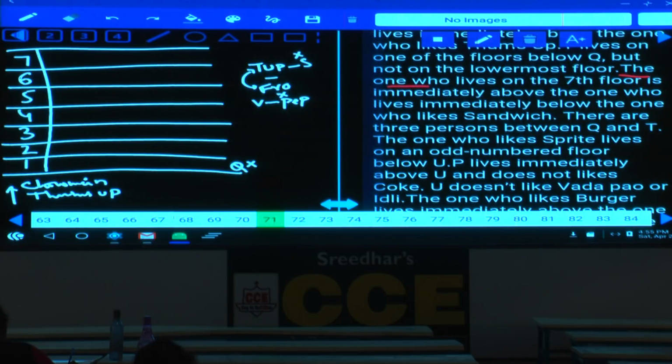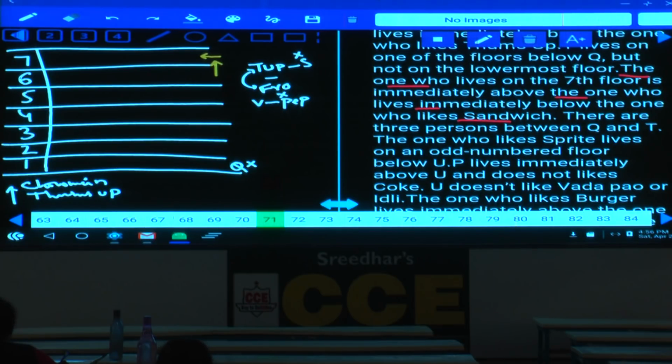Now, the one who lives on the 7th floor. Here he is talking about the person who is living on the 7th floor. This person is immediately above the 6th floor. Now the 6th floor person lives immediately below the one who likes sandwich. Hence the person who likes sandwich must be on the 7th floor.